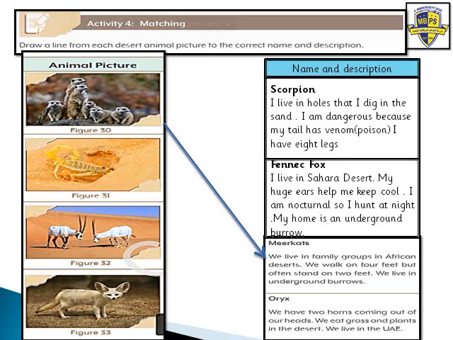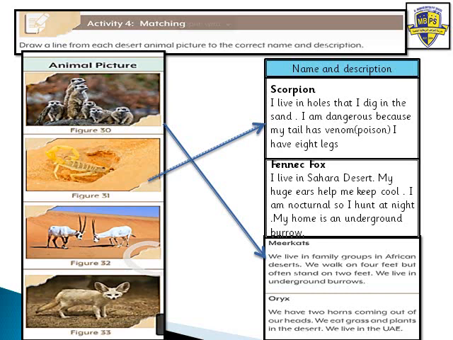Next one. What is this? This one is dangerous. Scorpion, yes. Scorpion: I live in holes that I dig in the sand. I am dangerous because my tail has venom, poison. I have 8 legs.